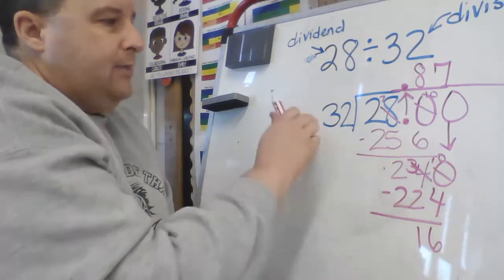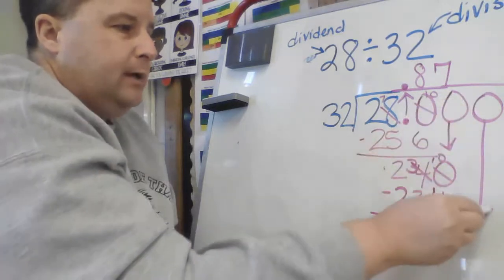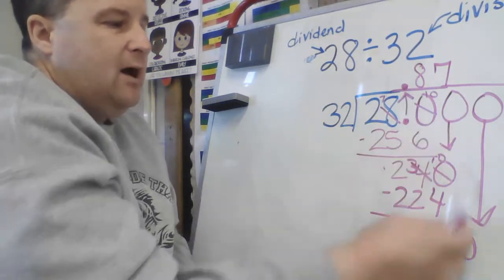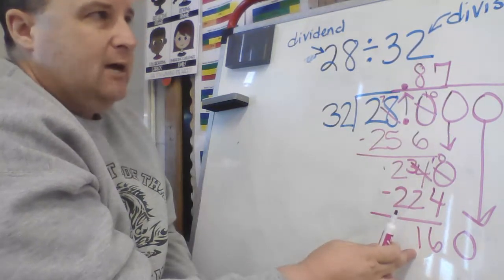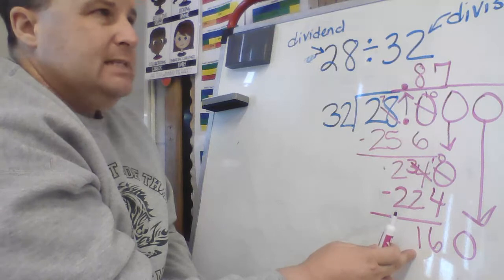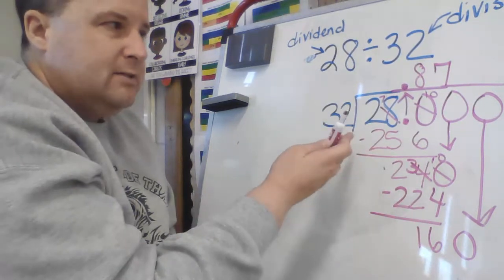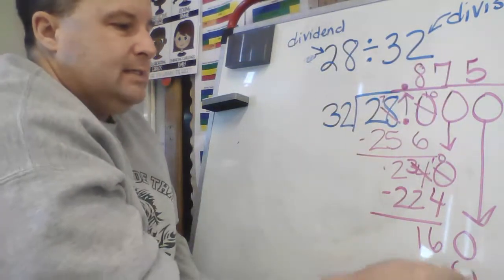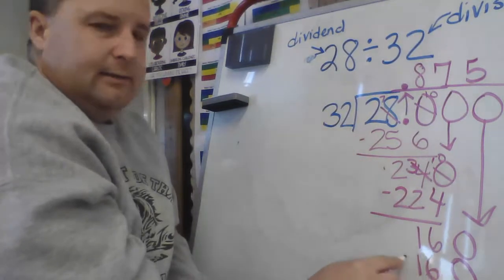I have 16. 32 into 16, I can't do that. Add another place value holder, bring it down. Now I have 160 thousandths, 32 into 160 thousandths. I'm thinking 6 times 30 would be 180, but I've still got that 2, so that might be too much. So let's go one less. 5 times 2 is 10, 15, add the 1, be 16.